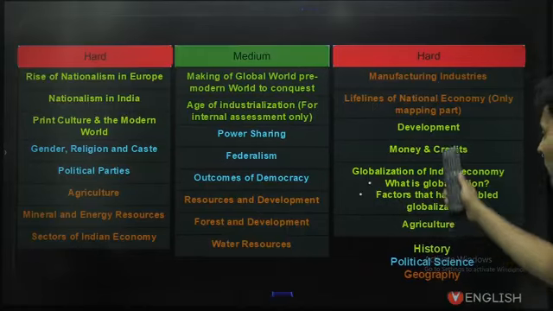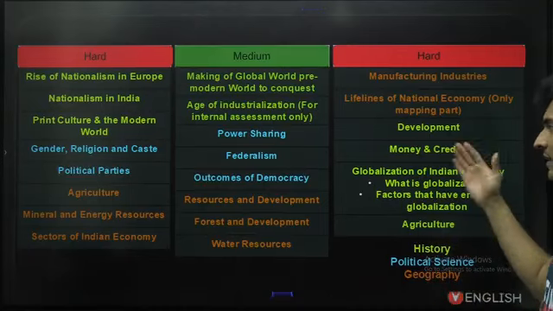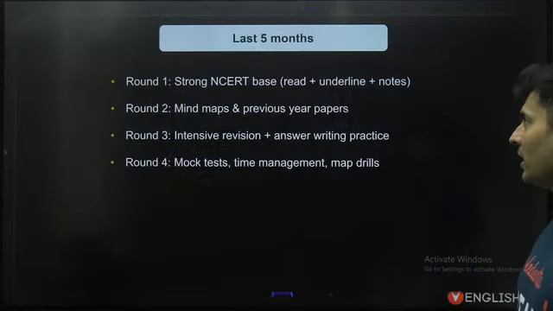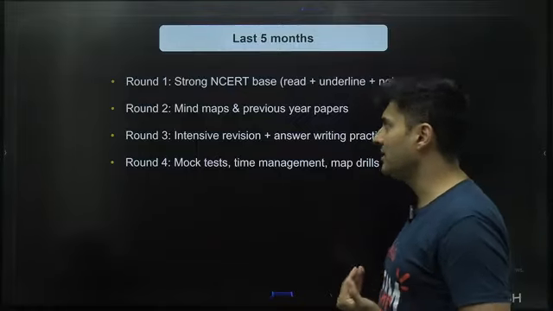Okay, done. So all the yellow ones are history. Geography ones are orange, and political science I have put in light blue. Okay. Now, what you should do in the next few months in the run-up to the exam.